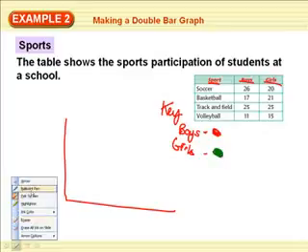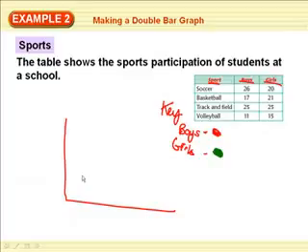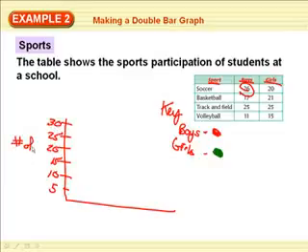Okay, so let me go back to my colors here. I look, the highest number in all the data is 26, so I know I have to go up to at least 26. I'm going to go by fives: 5, 10, 15, 20, 25, 30. This is number of students. This is the sport. Okay, so let's do the boys first.